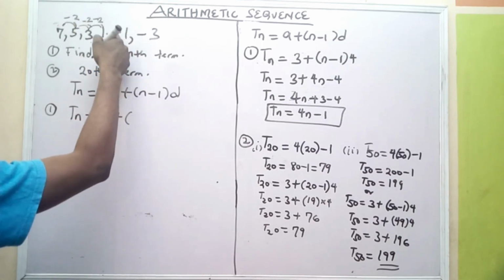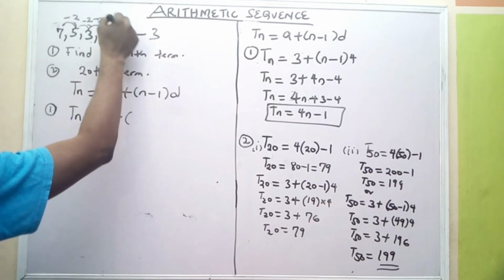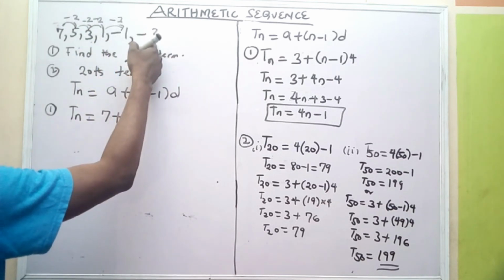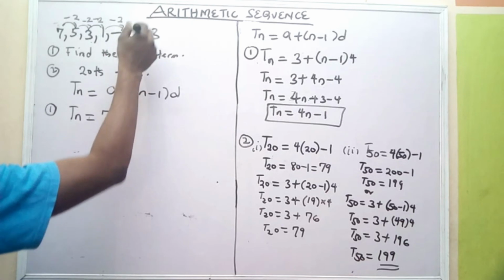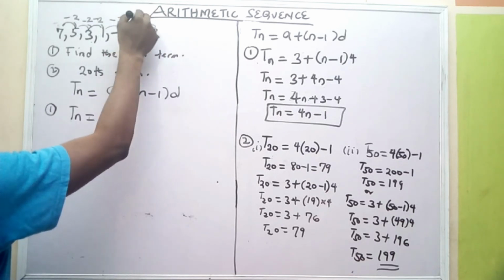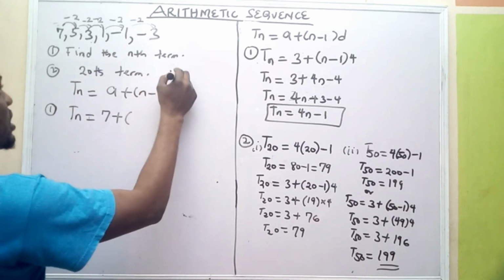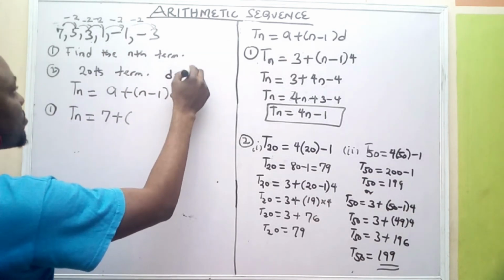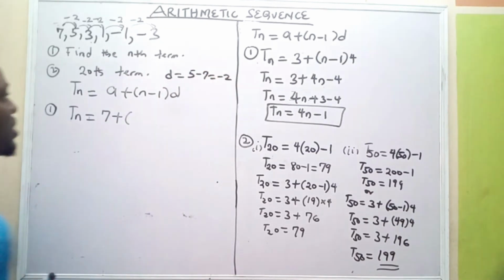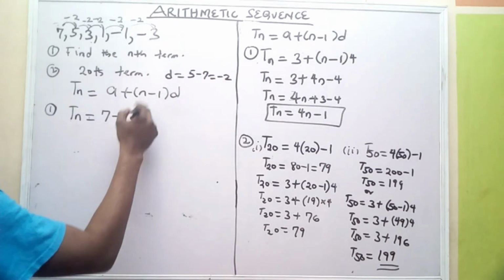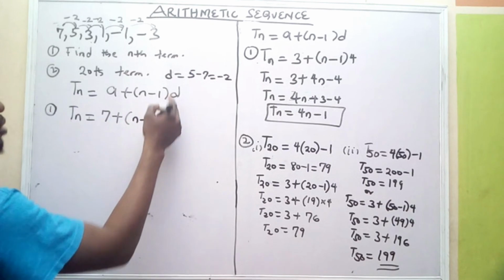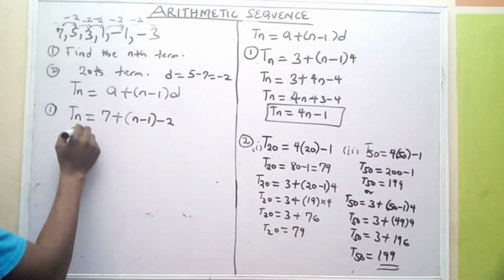So if you look at the sequence, minus 1 minus 1 is minus 2, minus 3 minus minus 1 is minus 2 as well. So that is how to get the common difference. So d is 5 minus 7, which is minus 2. So that's it. So n means n minus 1. The common difference is minus 2.